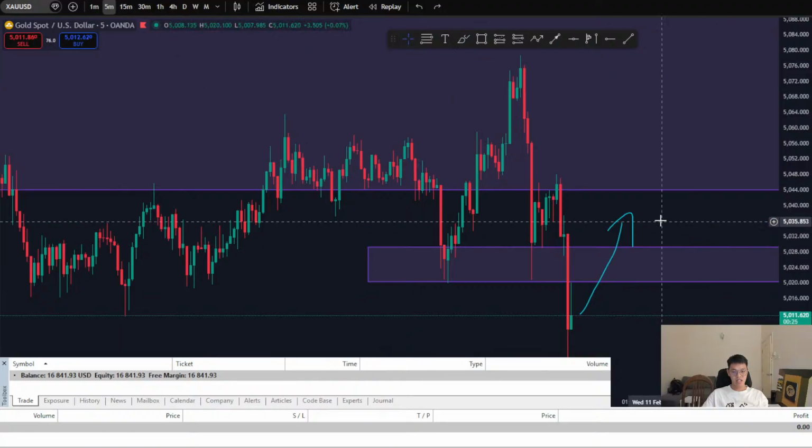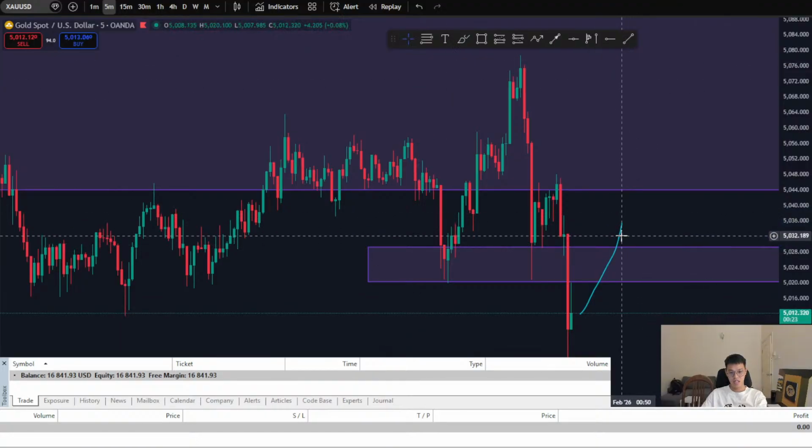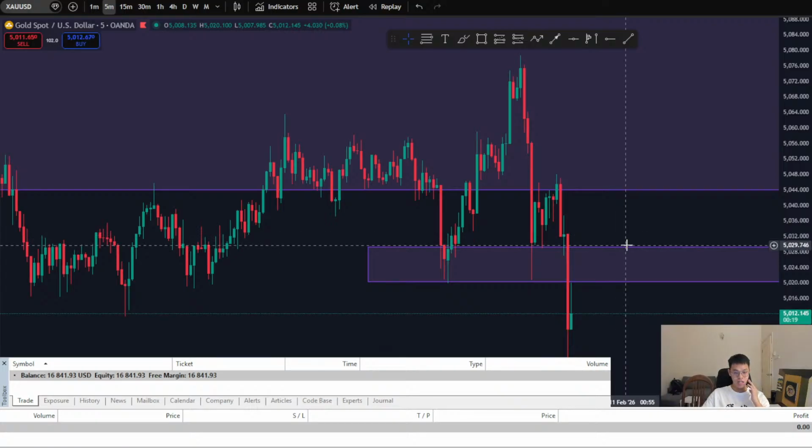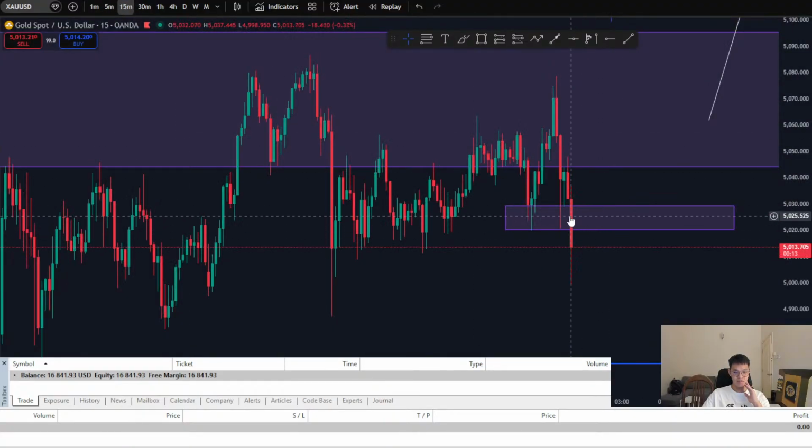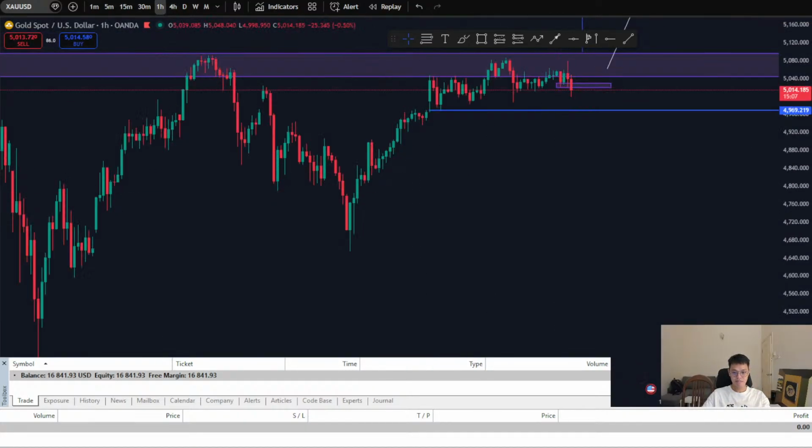Because in SMC, the smart money concept, this is what we call the liquidity grab, okay, liquidity grab.